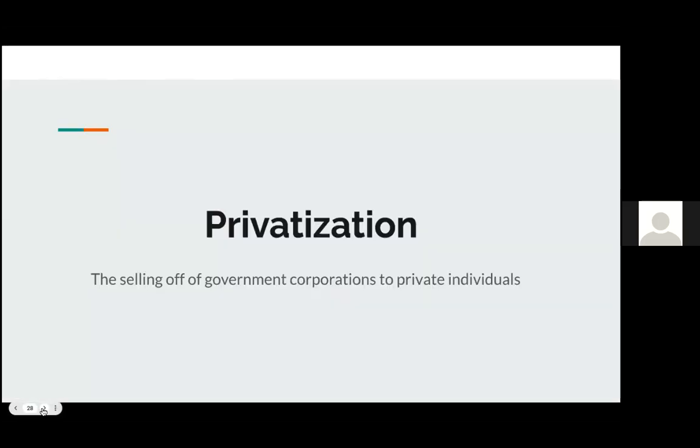So the last thing we looked at was public companies. Now, if we look at privatization, this is when the government sells off government corporations, that's public corporations, to private individuals. So it's basically transforming a public enterprise to a private enterprise, i.e. privatization.